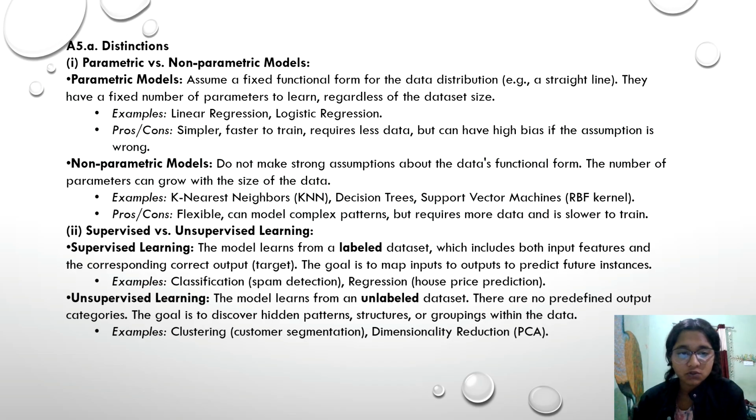Supervised versus unsupervised. Supervised learning: the model learns from a labeled dataset which includes both input features and the corresponding correct output target. The goal is to map input to output to predict future instances. Examples: classification, regression. Unsupervised learning: the model learns from an unlabeled dataset. There are no predefined output categories. The goal is to discover hidden patterns, structure, and groupings within the data. Examples: clustering, dimensionality reduction.